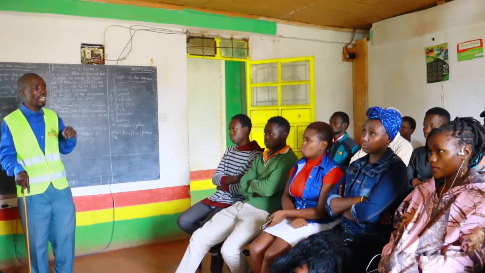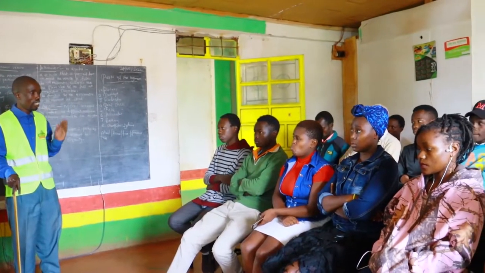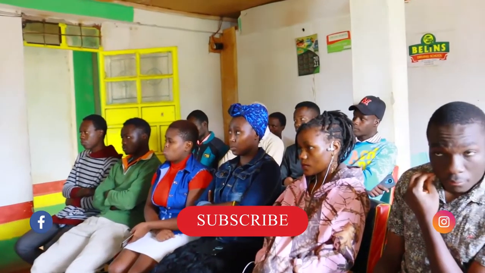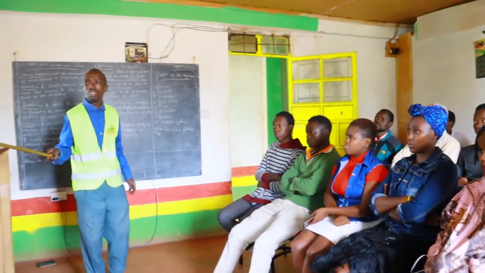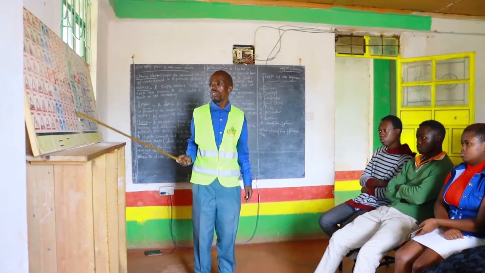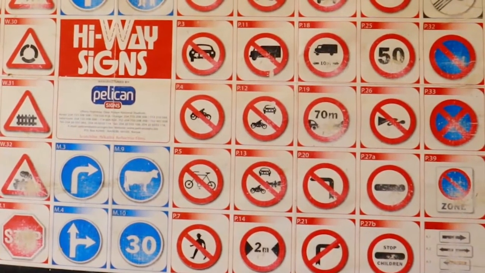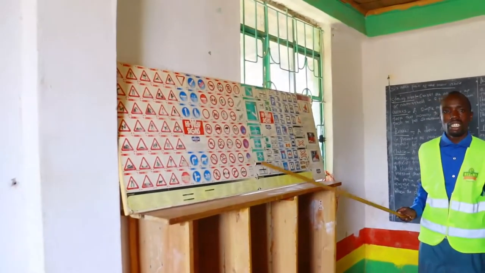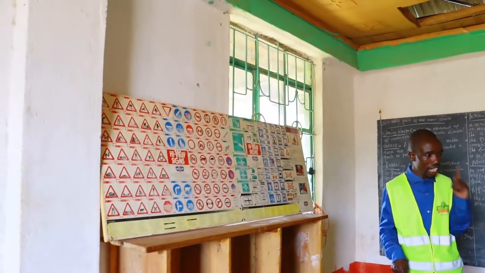Road signs are classified into three classes. We have class A, which is regulatory signs. Class A begins from stop sign all the way to control parking zone. Are we together? From stop sign all the way to control parking zone. That is class A, and class A is regulatory signs.